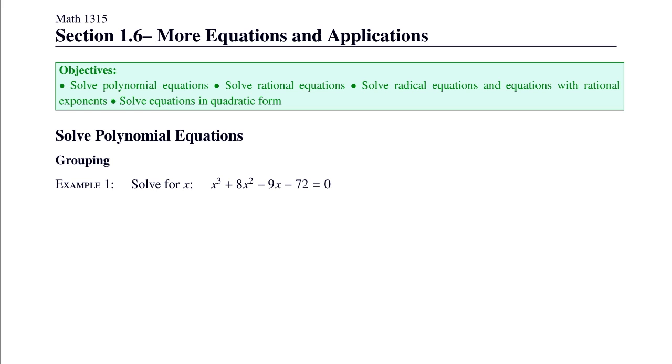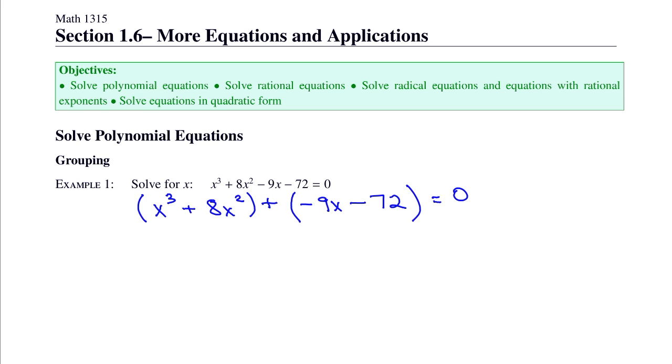So if I look at this equation, x cubed plus 8x squared minus 9x minus 72 equals 0, I'm going to group the first two terms together, x cubed plus 8x squared, and then I want to group the last two terms together. I'm going to use a plus sign in the middle here and leave the negative with the 9x. So it's plus parentheses negative 9x minus 72, that in parentheses, equals 0. Next, you want to factor out the GCF from each of the two different parts.